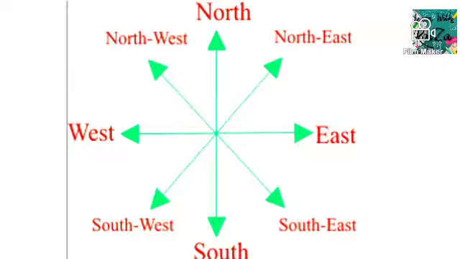Therefore, the 4 sub-directions are northeast, southeast, southwest and northwest, and the main 4 directions are north, east, south and west. So study this diagram very well and try to remember all the directions correctly.